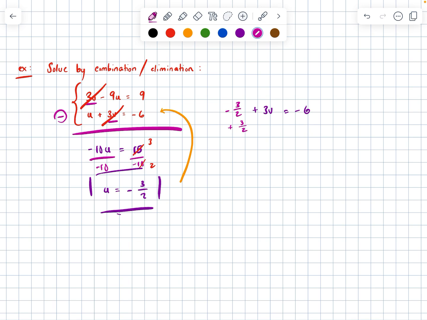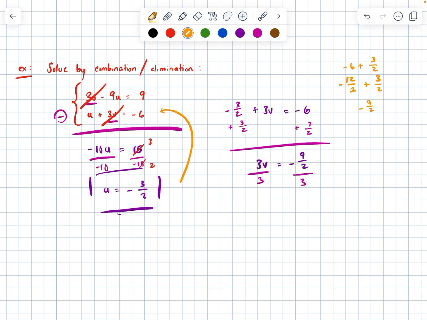I want to get the v by itself, so let's start by adding 3 halves to both sides. On the left side, that's just going to leave me with 3v. And then off to the side, I need to do negative 6 plus 3 halves. If I want to combine something with a fraction, I need a common denominator. So I need to rewrite 6 as some fraction of 2. Negative 6 would be the same as negative 12 over 2. Adding these together, negative 12 plus 3 would be negative 9 over 2. So the right side of my equation is negative 9 over 2.